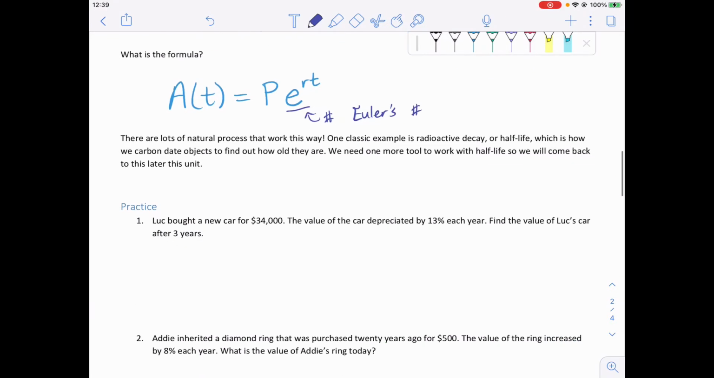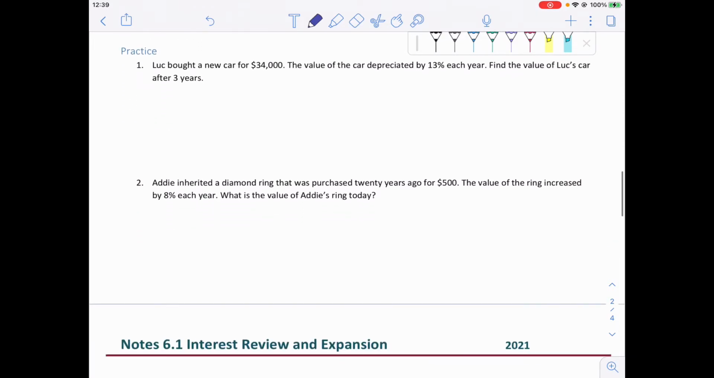And so there are lots of natural processes that work this way. One classic example is radioactive decay, or half-life, which is how we carbon date objects to find out how old they are. We do need some additional tools to work with that problem, and so we'll come back to half-life problems a little bit later once we look at logs. So let's do some practice problems to review these formulas.